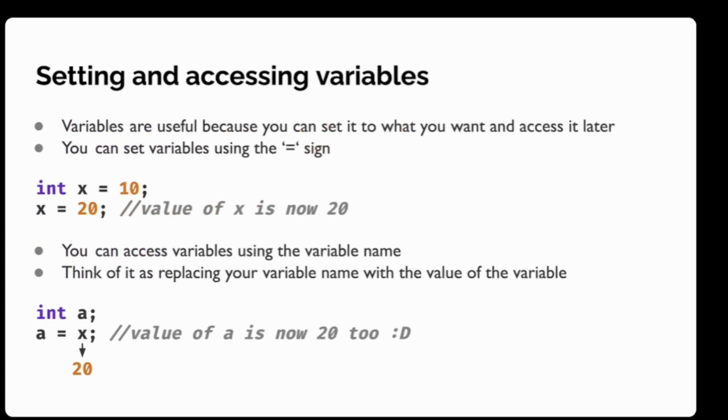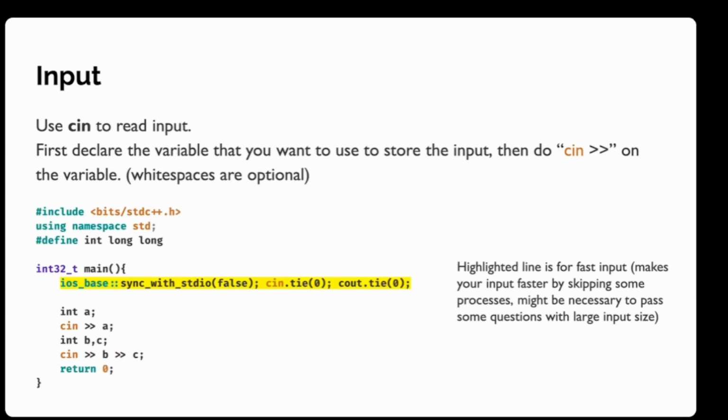So how to set and access variables? Well, it's very similar to most languages that use the equal sign. If you want to change it afterwards, you don't need to specify the data type. Just put the variable name and set it to your new value. So you can also do int a equals x. This is basically just like any other programming language, nothing too new for y'all, I guess.